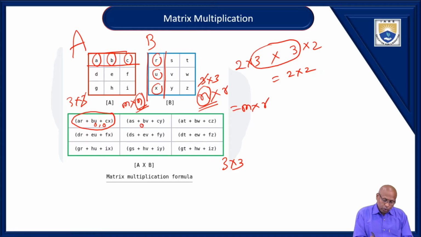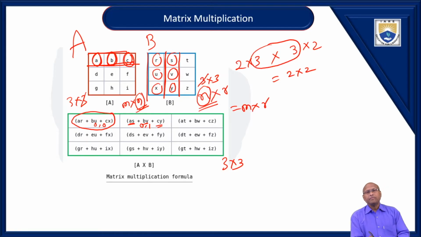Similarly, 0th row, 1st column. The 0th row of the first matrix multiplies with the first column. This is the first column. A multiply with S, AS. B multiply with V, BV. C multiply with Y, so CY. Add everything, then you will get the value for 0, 1. So multiply and add, then you will get a final value. That value you have to store in the 0th row, 1st column of the resultant matrix. This is the C.